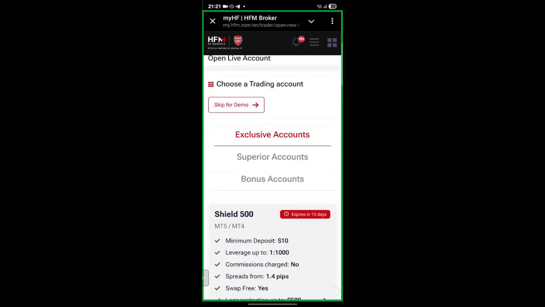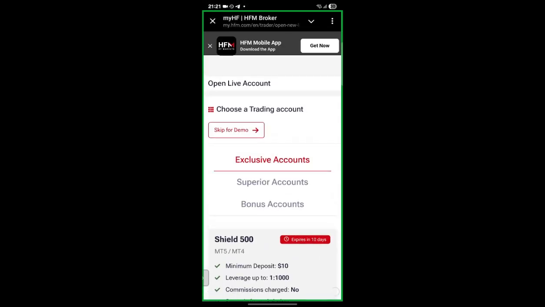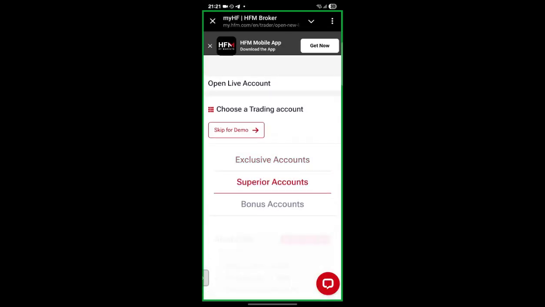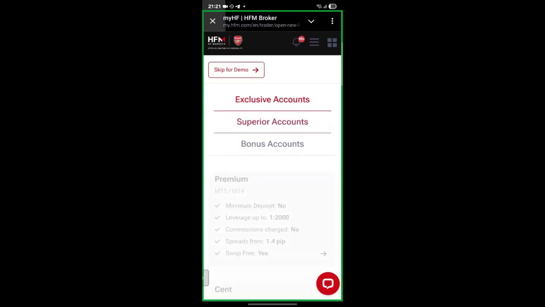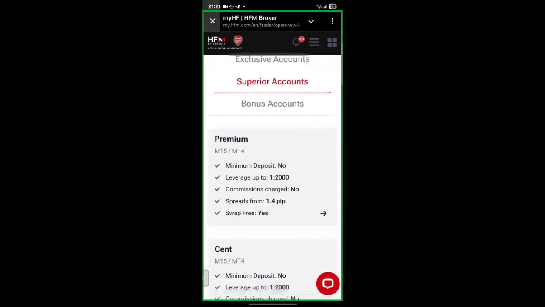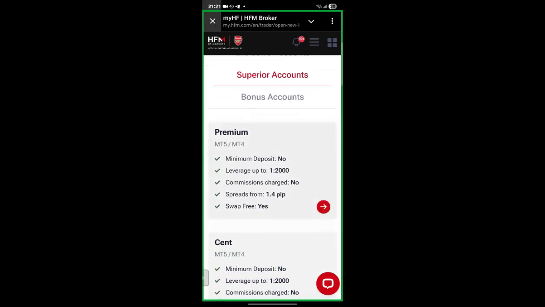Click on superior accounts, not exclusive. This shield account now, it has terms and conditions. So we leave this exclusive alone. We just come to superior, right? Also leave bonus, just come to superior. Click on premium here, premium. Then click on this red thing here.